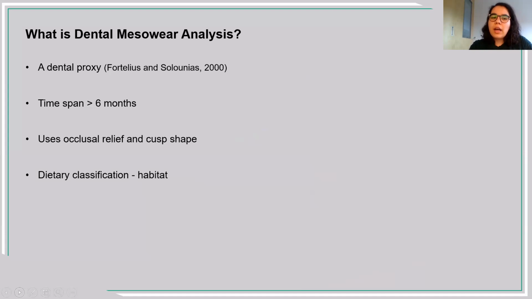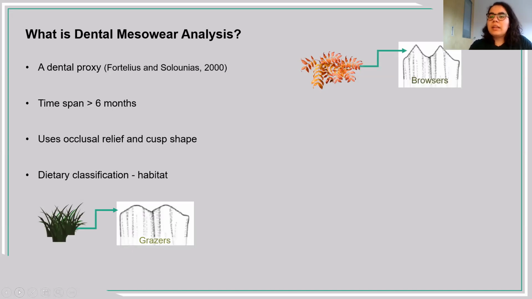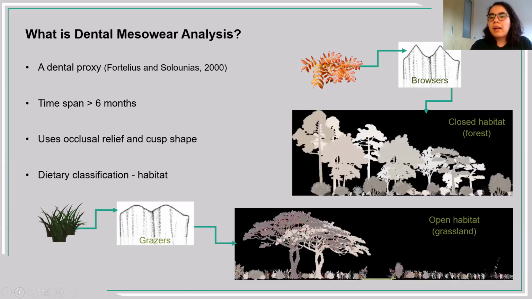How that classification happens is that, depending on the diet of the animal, so if it's mainly eating grasses or leaves, it has been linked with different tooth shapes. So grazers, mainly feeding on grasses, usually are connected with low relief and blunt shapes, while browsers have sharper and higher tooth cusps. And from that, someone can infer their environments in either closed or open habitats.